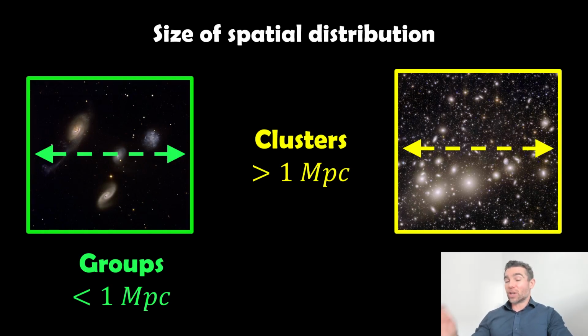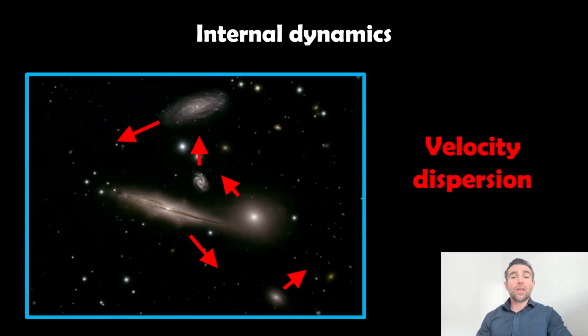Again, we're more interested in the clusters for this video, the groups, a bit smaller, and the internal dynamics. So we talk about the velocity dispersion. What that means is just the relative movement of the galaxies, like their random relative motion. And it can either be high, low, medium, so they can be moving very fast, very slow, and that can help us define if it's a group or a cluster as well.